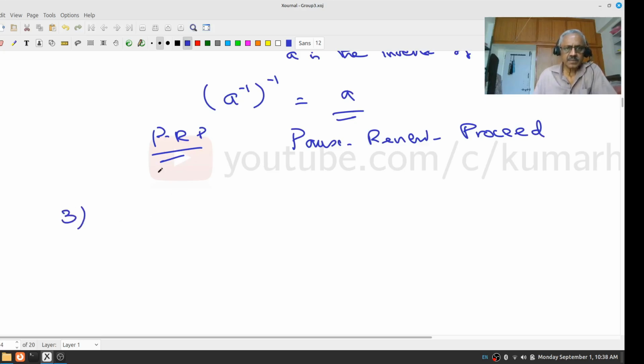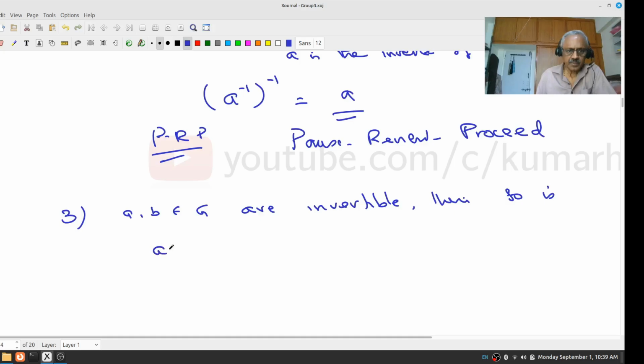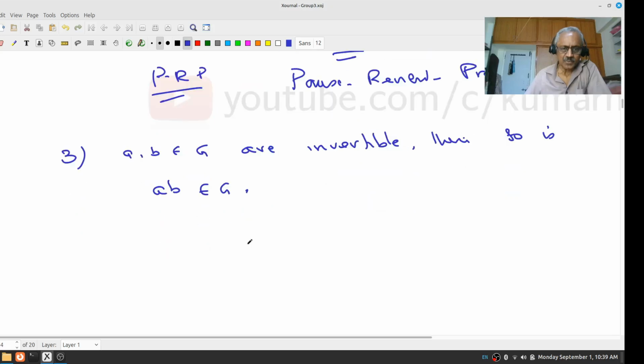The third thing is, suppose A and B in the monoid are invertible. It is easier for me to write units. Then so is AB. Remember, AB is an element of G; there is no dot. The product of two elements under the binary operation is denoted by AB, which is an element of G, and then it is also invertible. So how do you think I will prove it? You may remember your formula, but let's not worry about it.